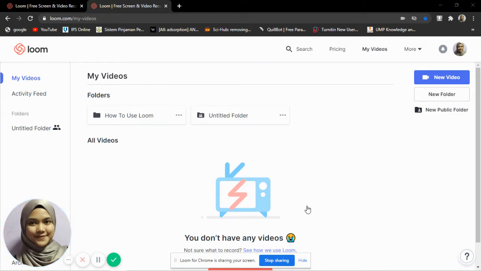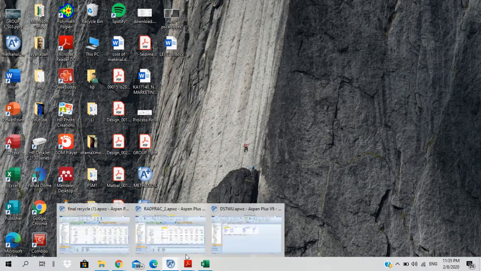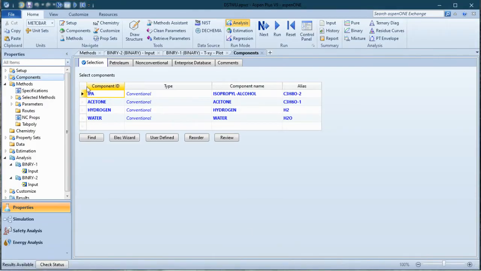So today I'll be explaining about production of acetone from isopropanol using Aspen Plus. So we go to Aspen Plus. Firstly, we key in all the components: isopropyl alcohol, acetone, hydrogen and water.